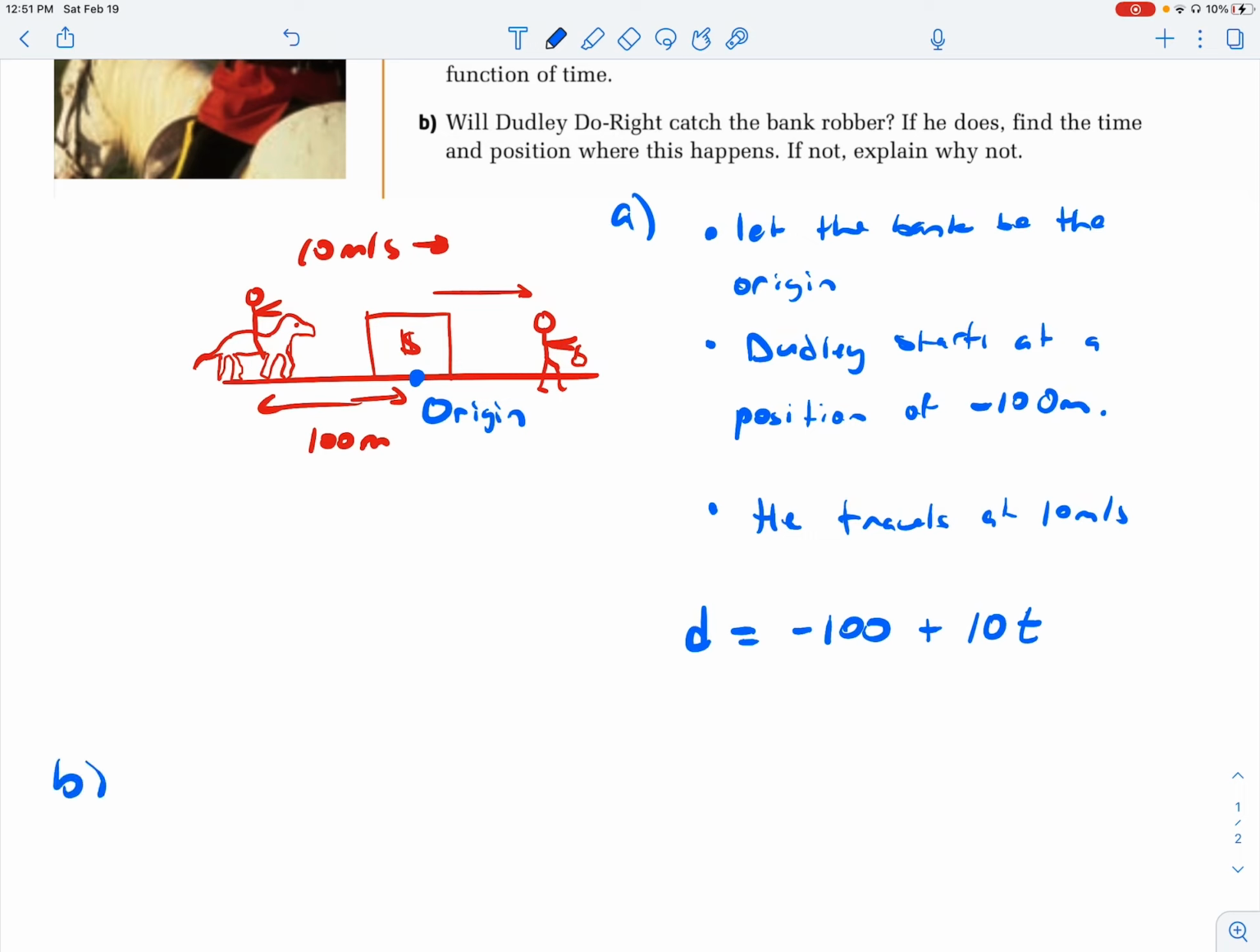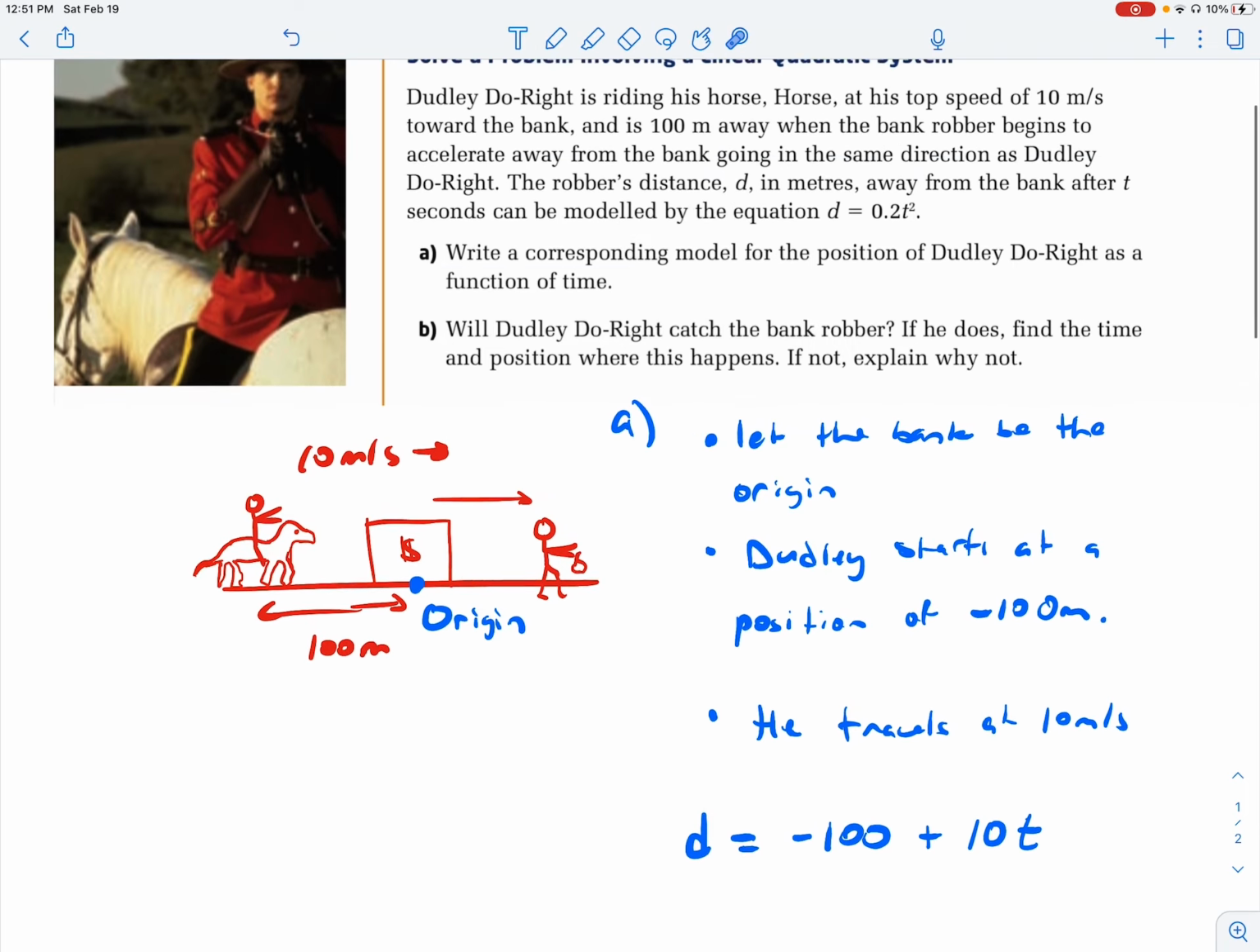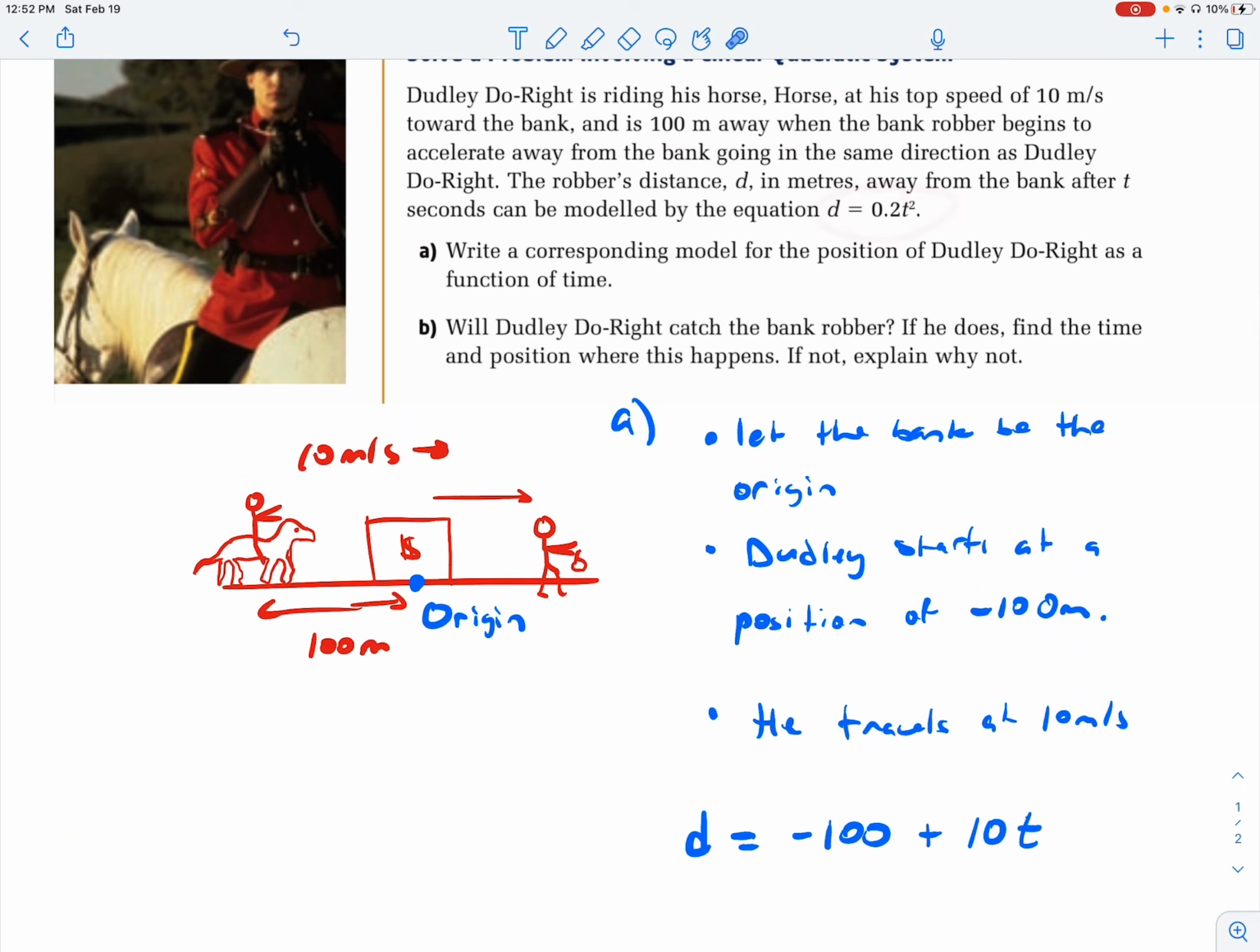All right, part B. Will Dudley Do-Right catch the bank robber? If he does, find the time and the position where this happens. If not, explain why not. The bank robber is accelerating, d equals 0.2 t squared. He's accelerating this way. And Dudley Do-Right's already going pretty fast, so hopefully he can make it and eventually catch up to him somewhere down here before he starts going too fast and is never able to catch him.